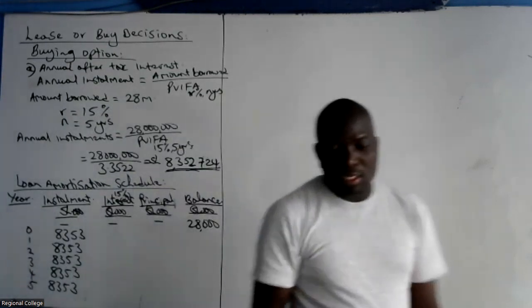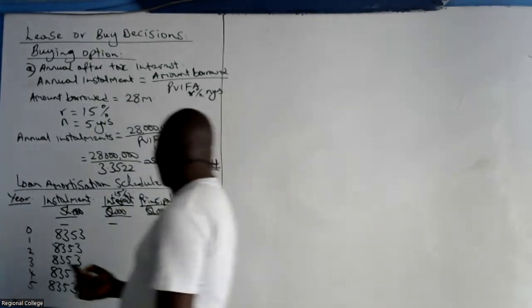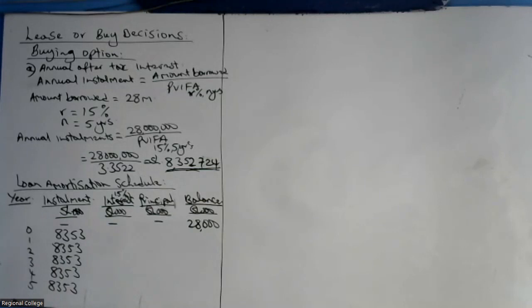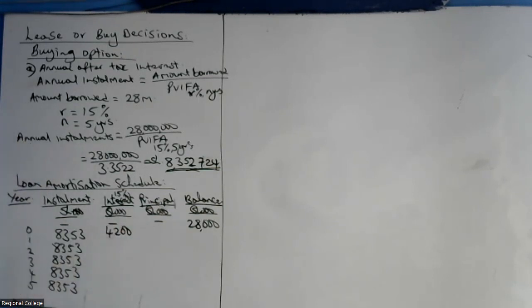Interest is always charged on the loan balance. So it's 15% of 28,000, which is 4,200. That is the interest paid in the first year, right? Now, out of the 83.53 that I paid, interest was 4,200. How much was the principal? The difference, right?